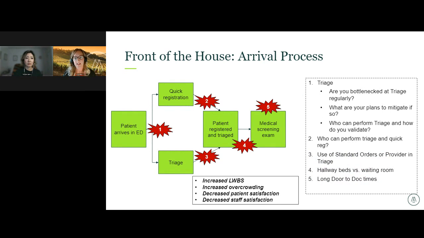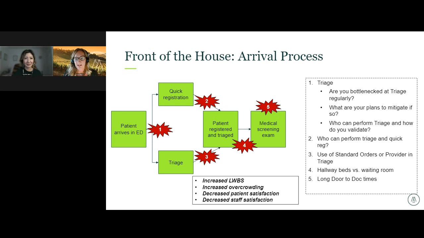Again, really, really tough spot to be. As a nurse, this is my favorite part to observe. When I was a leader, I liked to sit out in triage. As a consultant, I like to be out in triage. This is really where the flow and the fun, if you will, can take place.